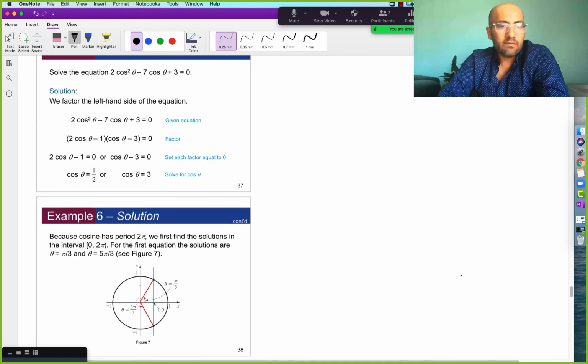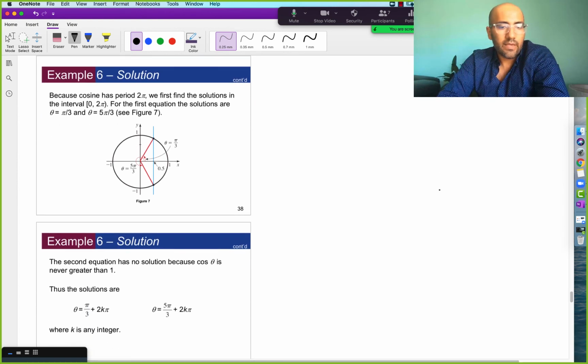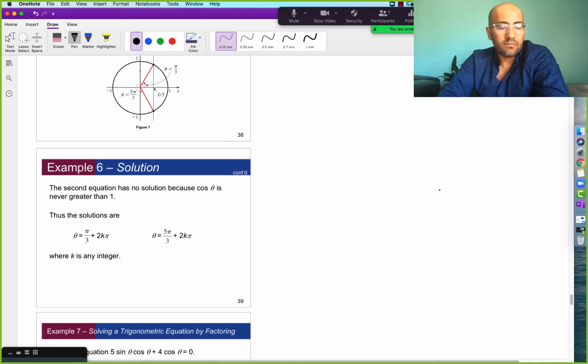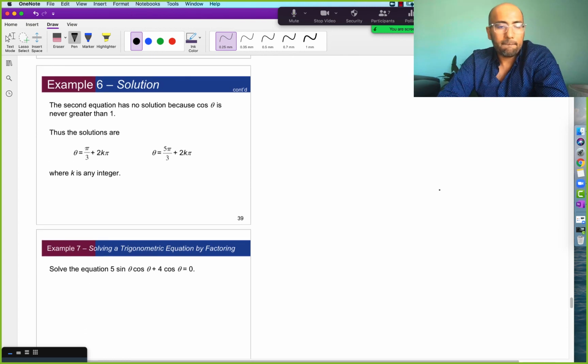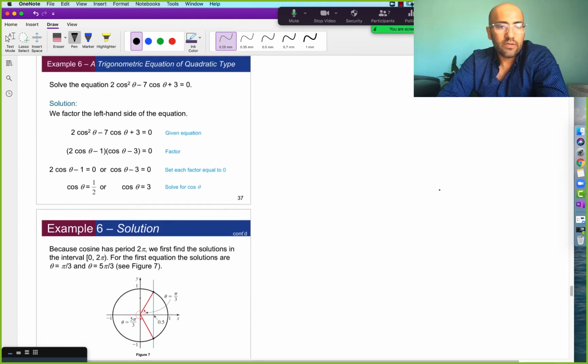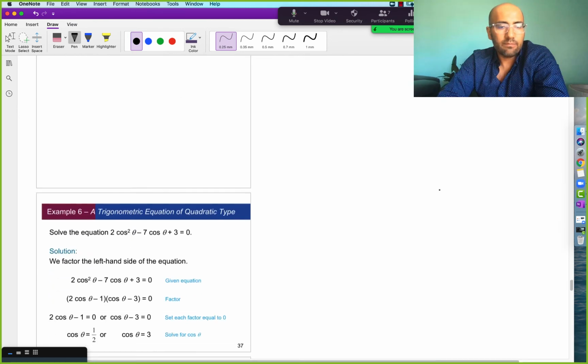Same thing. Factored it equals cosine of 3. Yep, same thing. 5 pi over 3. And we get the same answer: pi over 3 and then 5 pi over 3 plus 2k pi. Good. Same answer I got. 5 pi over 3. Yep, same answer.